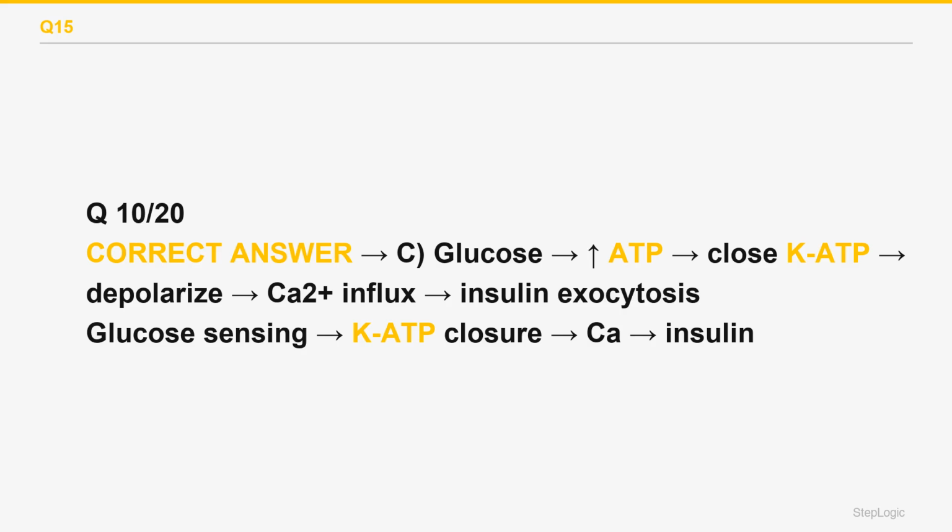This pathway is the basis of sulfonylurea action. Drugs like glipizide close the same K-ATP channel pharmacologically, depolarizing the beta cell and stimulating insulin release independent of glucose, which is why they can cause hypoglycemia. The K-ATP channel is the central switch linking metabolic state to insulin secretion. The glucose, ATP, potassium, calcium cascade ending in exocytosis is the correct sequence.